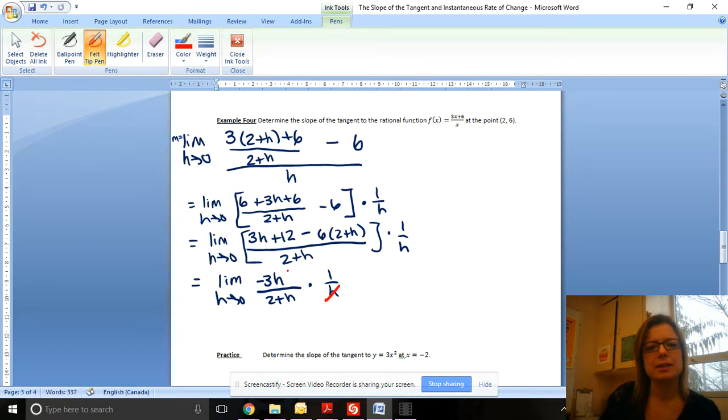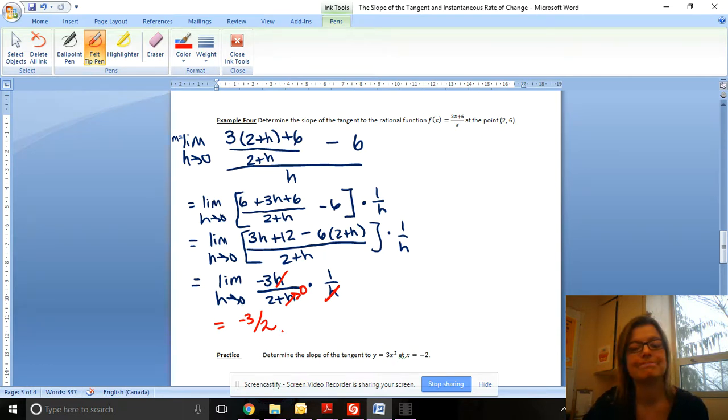Okay, so these cross off. And so now we can just let this go to 0. So you get negative 3 over 2. So the slope of the tangent to this rational function at this point is minus a half. So fun. That's the slope of the tangent, people.